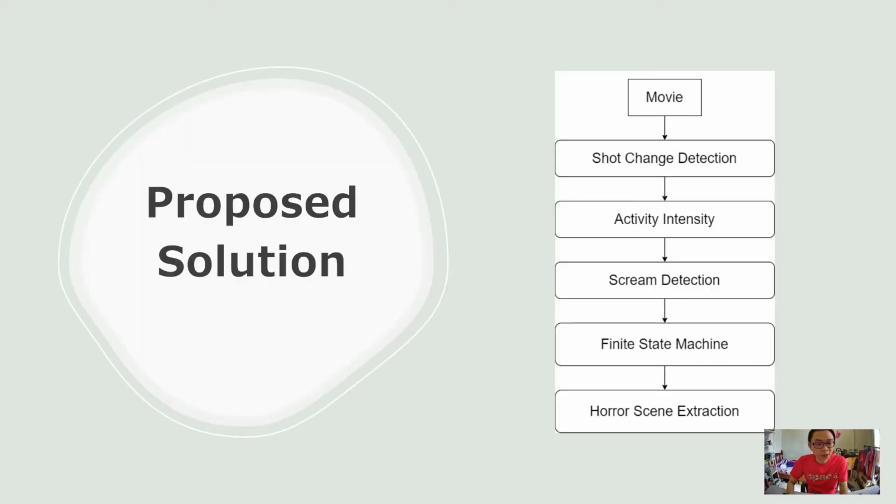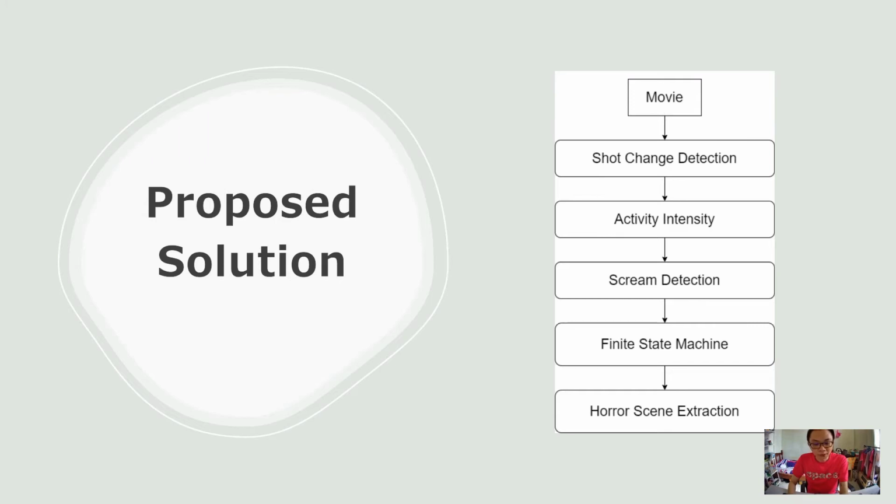So for our proposed solution, this is how the system block diagram looks like. The movie will have to pass through different stages until horror scene extraction is performed. The stages are shot change detection, activity intensity, scream detection, and finite state machine. The system receives a video file as input and produces horror scenes as output.